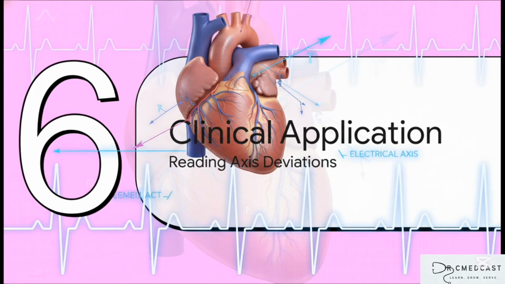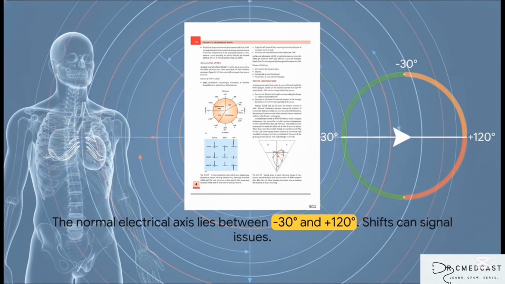But why does this even matter? What's the point? Well, it's hugely important because the direction of that axis can give us some major clues about the underlying health and condition of the heart muscle itself. You see, in a healthy adult, the electrical axis normally points down and to the left. It falls within a specific range, usually between about -30 degrees and +120 degrees.